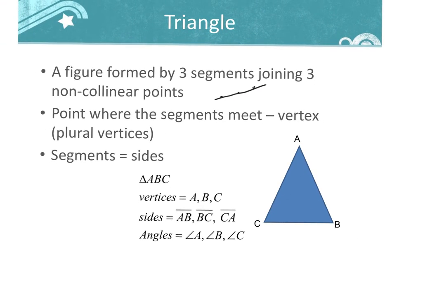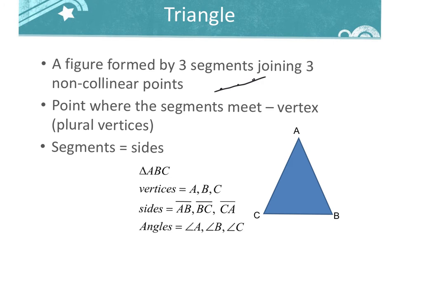The point where the segments meet is called a vertex, and multiple of them would be vertices, okay? Let's highlight that bullet point and label the 3 vertices on our image. So we've got vertex A, vertex C, and vertex B, okay? Each triangle is going to have 3 vertices. Now, the segments will be the sides. So each of these sides, from C to A, that's one segment. Another segment would be from A to B, and the last segment would be from C to B, okay?